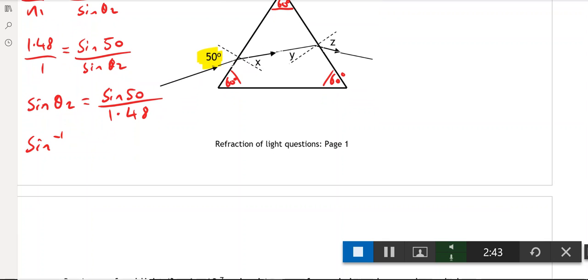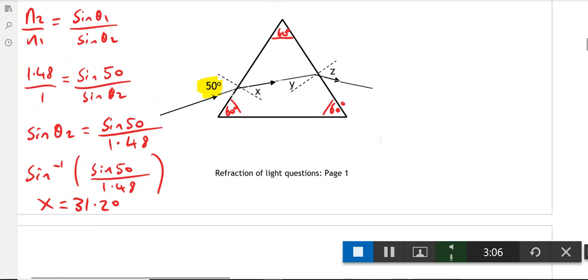So to find the angle x, which gives us sine theta 2, we're going to do the inverse sine of sine 50 over 1.48. And that comes out to be equal to 31.2 degrees. So x equals 31.2 degrees.